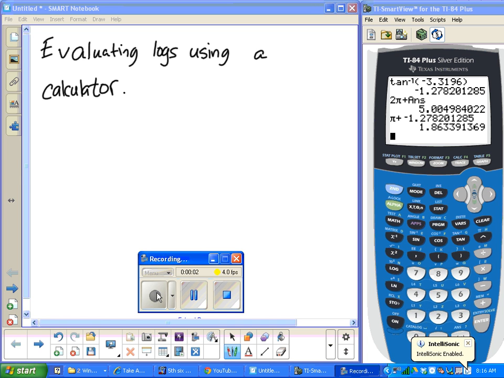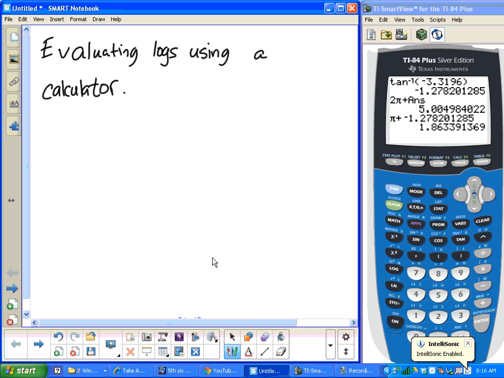Okay, in this video, we're going to look at evaluating logarithms by using a calculator. Now, before we get started, let's take a look back at what we've done with evaluating logs without a calculator. For instance, we've evaluated something to this effect.